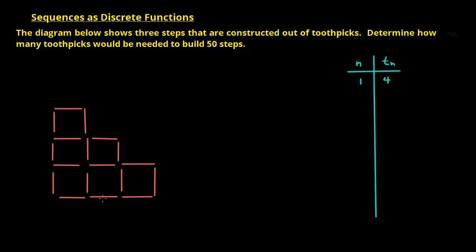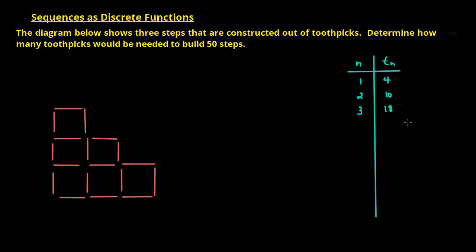For 2 steps, I would be adding 1, 2, 3, 4, 5, 6 toothpicks. So I would need 10 toothpicks. For 3 steps, I would have to add 1, 2, 3, 4, 5, 6, 7, 8. I would have to add 8 toothpicks. So I would have 18 total toothpicks for 3 steps.